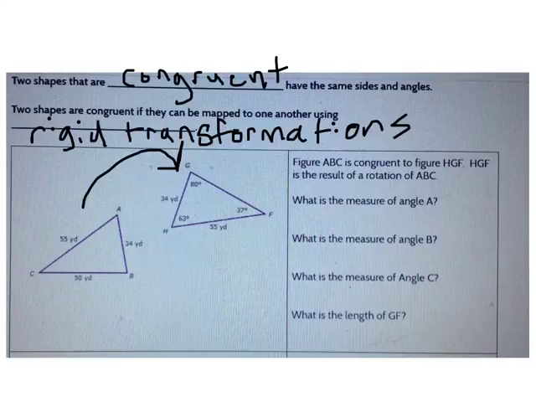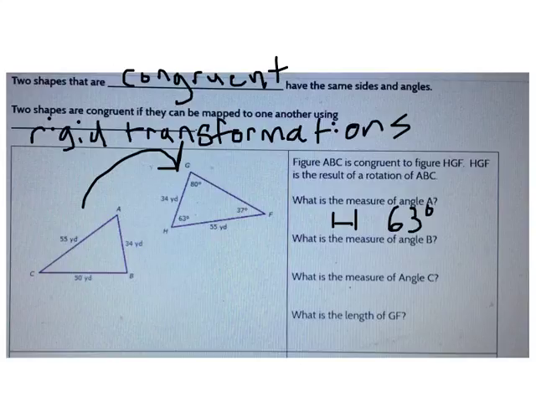At first, I need to figure out which angle corresponds to angle A. Which angle in HGF corresponds to angle A? Angle H corresponds to angle A. So, I know that the angle measure of A is the exact same as the angle measure of H. So what's the measure of angle A? It's 63 degrees.